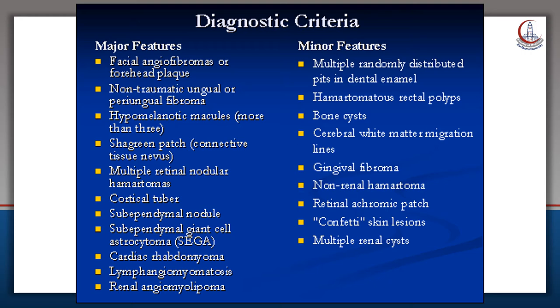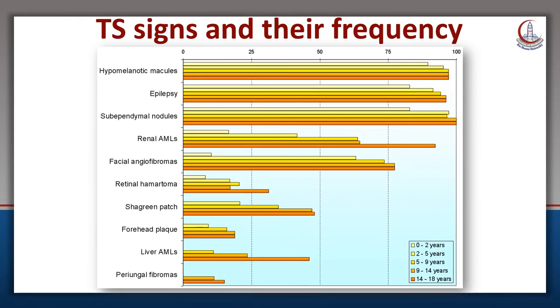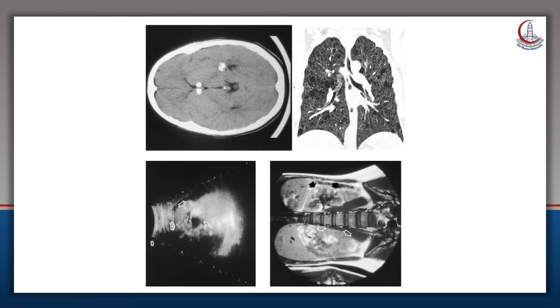Minor features can include changes in the teeth, rectal polyps, bone cysts, and other features. Just to know the frequency of these, how often we see them, when you see a patient with a suspected retinal astrocytoma: hypomelanotic macules in nearly 90%, a history of epilepsy in 90%, subependymal nodules, facial angiofibromas in about 75%. To help us between the cases, the investigation here is showing these abnormalities in the chest, the intracranial region and the kidneys.